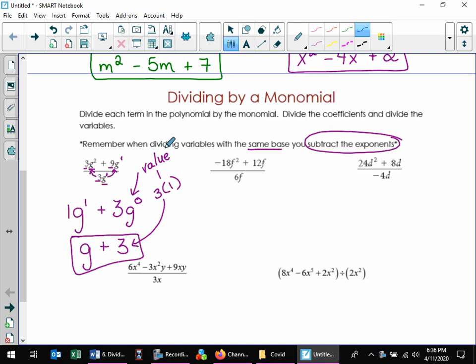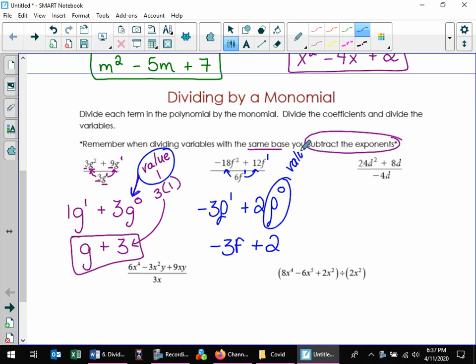So g to the exponent 0 has a value of 1. Okay, so moving on, I'm going to draw my arrows in. Negative 18 divided by 6 is going to be negative 3. I write down my f. So 2 minus the invisible 1 is going to be f to the exponent 1. And then I have a positive 12 divided by 6, so that's going to be a 2. I write down my f, and this has an invisible 1, so 1 minus 1 is 0. So this is going to be negative 3f plus 2, because we know this has a value of 1.